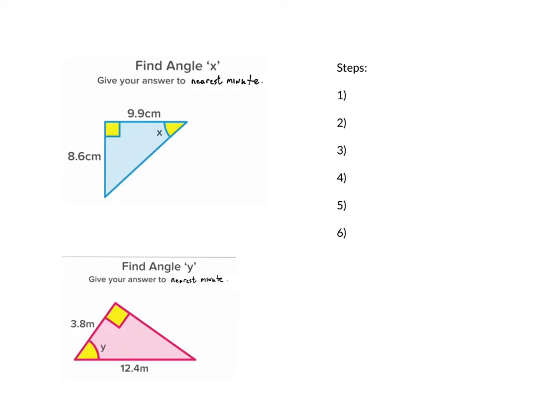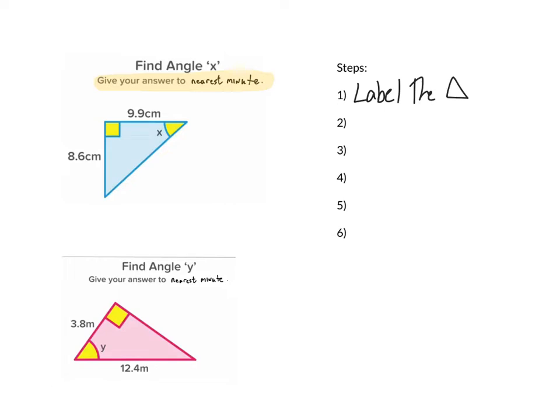In this video, we're going to be going over the steps for finding angles of a right triangle. And anytime we have to find angles, we're always going to round to the nearest minute. So here are the steps that I want you to copy into your notes. Step 1 is to label the triangle.